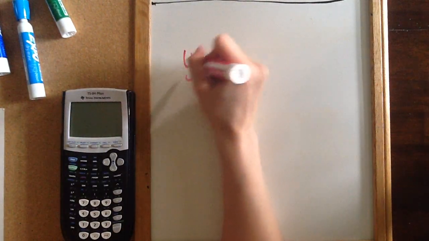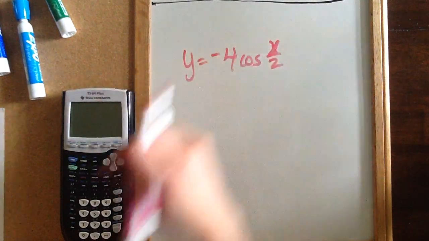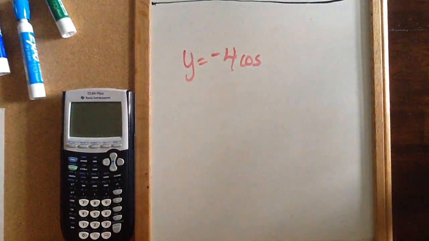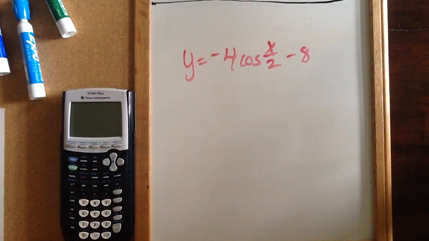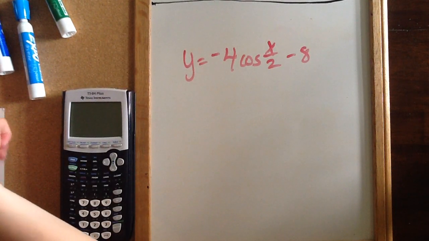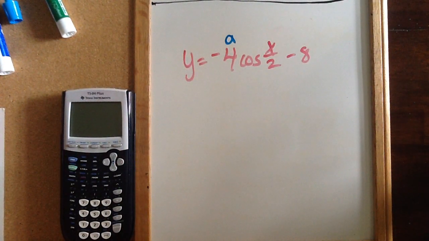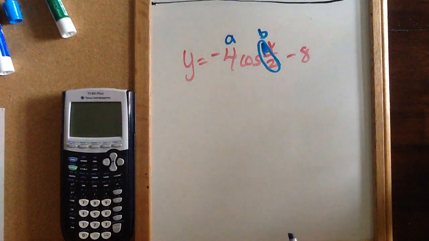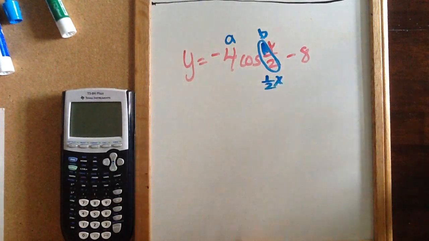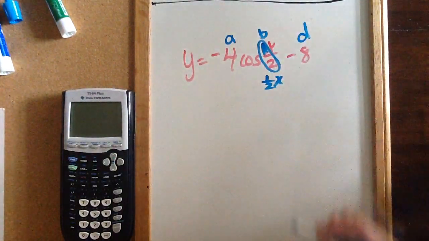Now if I give you something like y equals -4 cosine of x over 2 minus 8. Okay, so here on this one, the a value is the thing that's being multiplied out in front, so this is the a value. The b value in this case is a little bit tricky. The b value is actually this 1/2 that we have. This could also be written as 1/2 x, like that, and you can see it either way. And then this is going to be the d value.